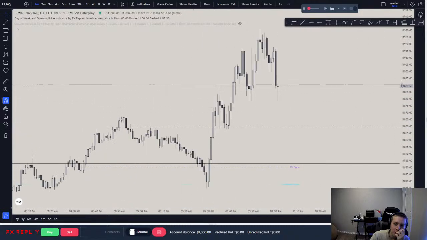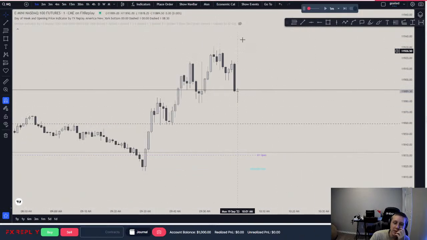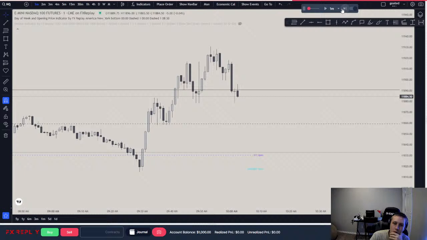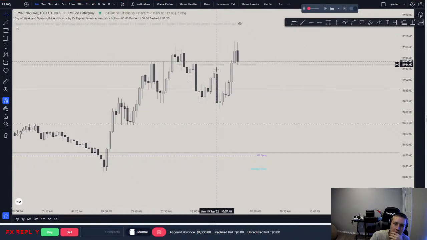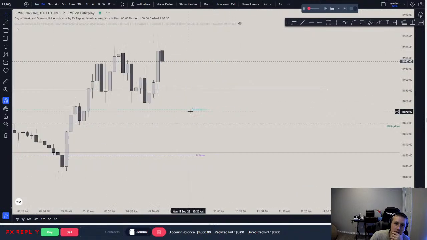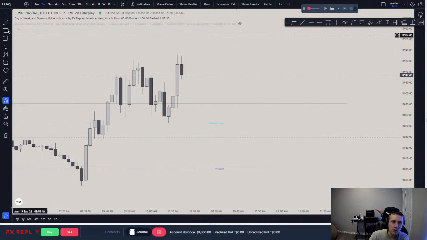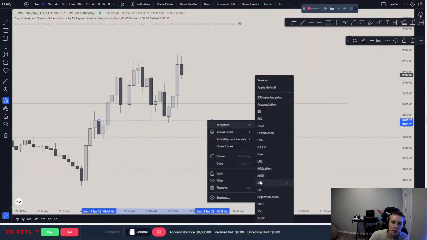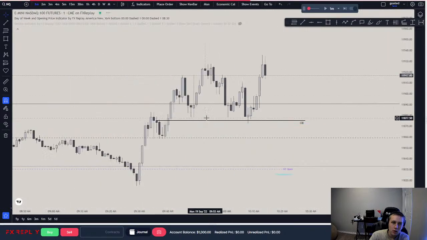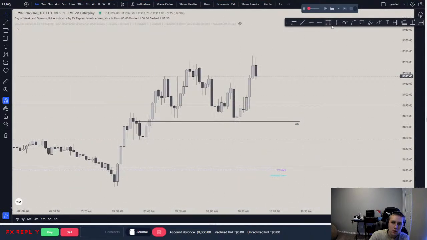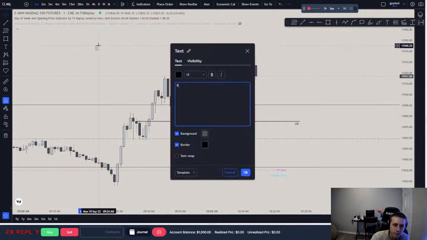I don't like trading against order flow. I like trading with order flow. That's why. What do you got stopped? This is exactly what happened today too. We had an order block right here. The exact same thing happened today. Trade with order flow.